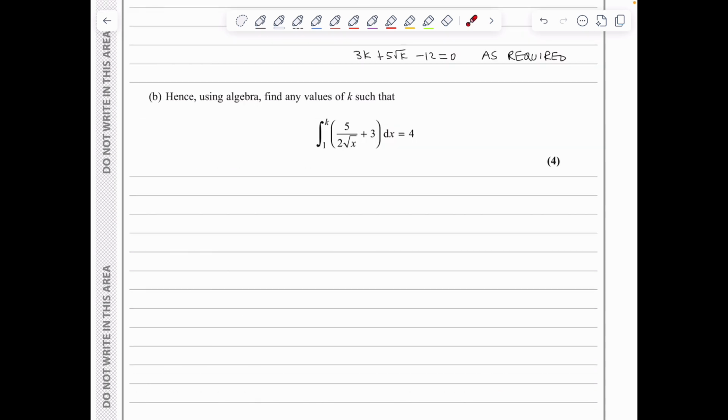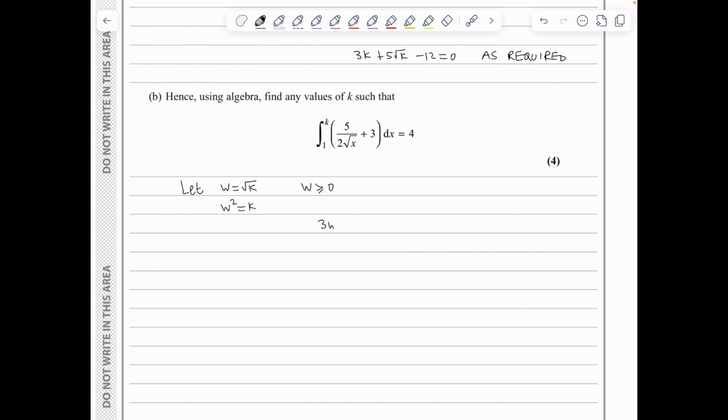In part B, we are asked to hence use algebra to find any values of k satisfying this equation here. So essentially we need to solve the equation we just found in part A, and to do that I will start by saying let w be root k. So we are looking at what is known as a disguised quadratic in root k. So we know that if we set w to be root k, this means that w is surely greater than or equal to 0, and w squared is equal to k.